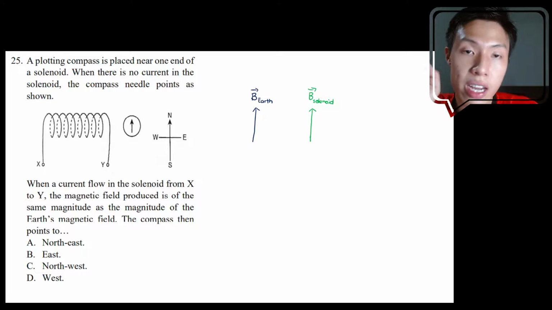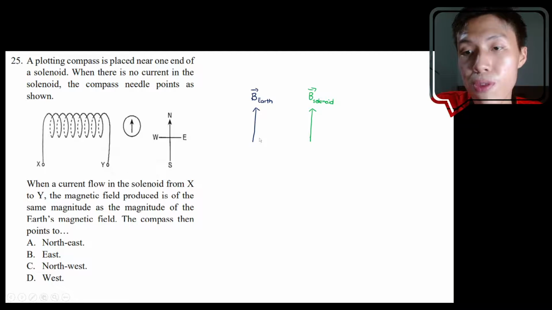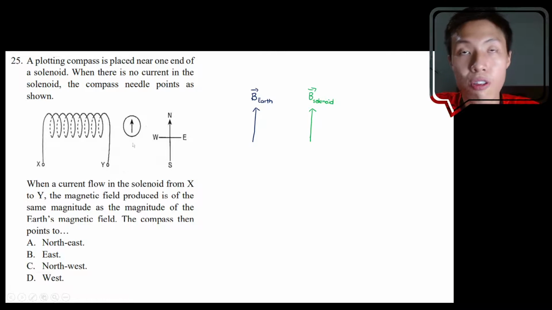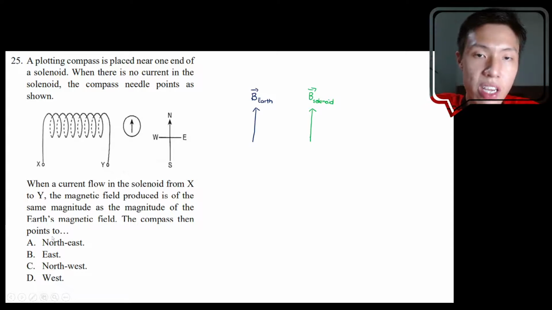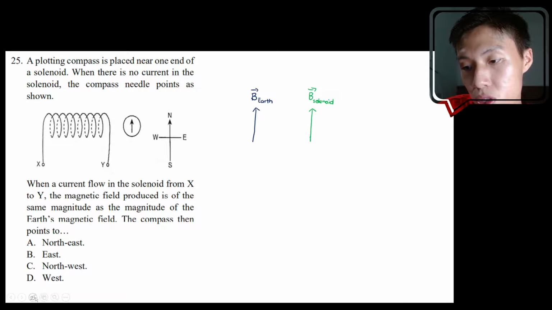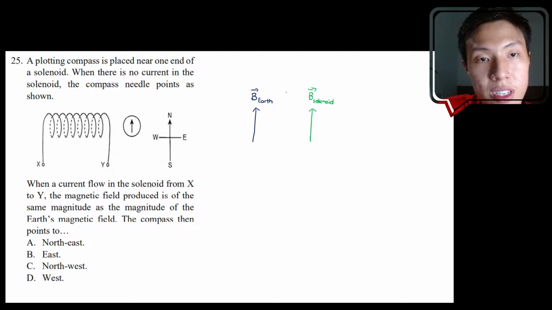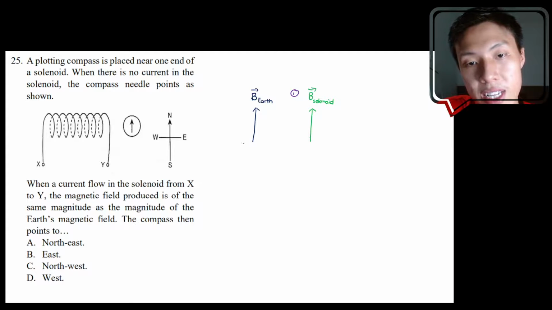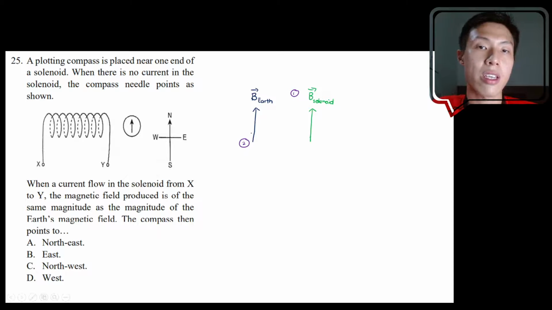Once we know the direction of the magnetic field produced by the solenoid, we can merge it with the magnetic field produced by the Earth, and from there we can determine the resultant magnetic field, and we know which direction the compass will be pointing towards. The question asks which direction the compass then points. So first, we need to determine the direction of the magnetic field produced by the solenoid. Then the second step is merging it with the Earth's magnetic field to find the resultant magnetic field.